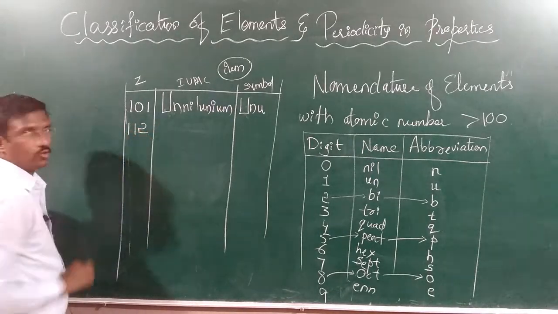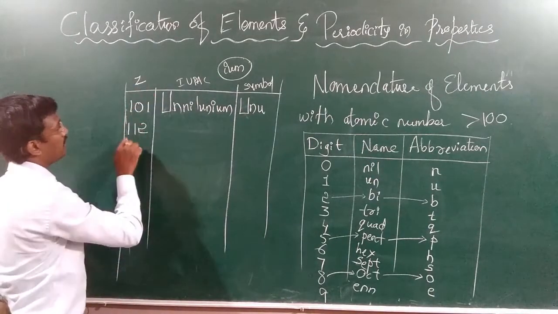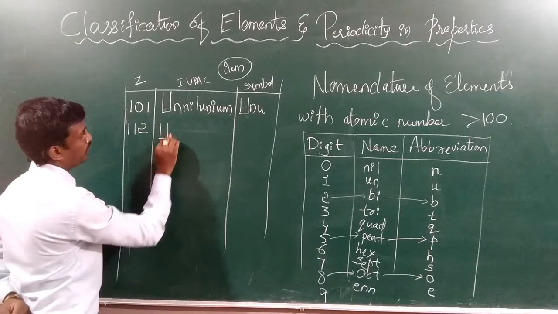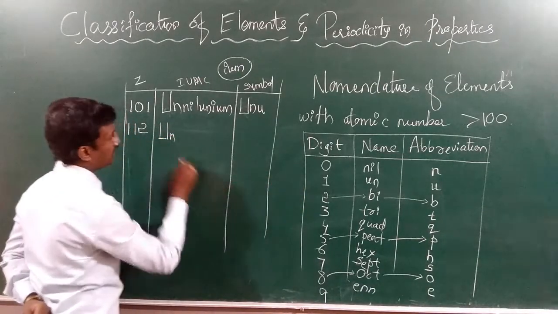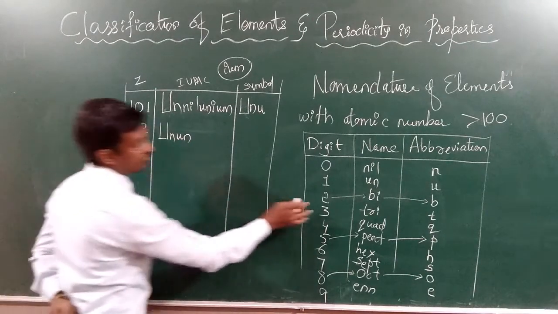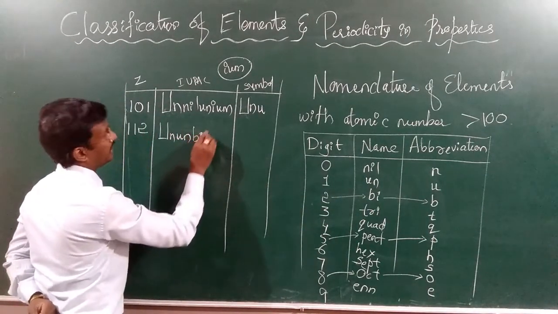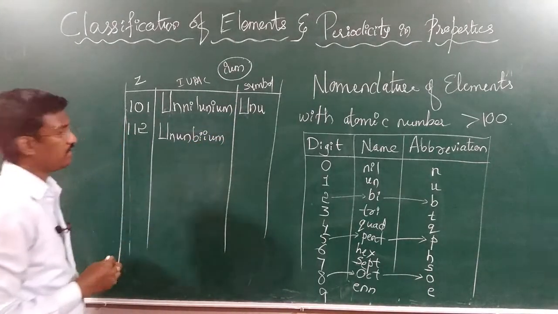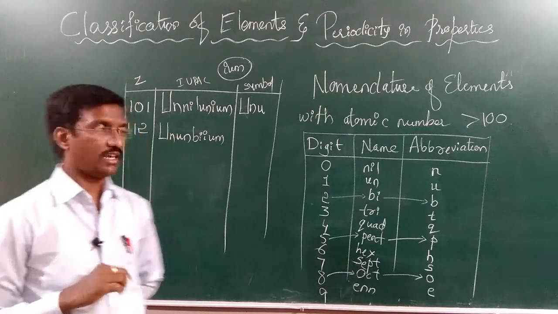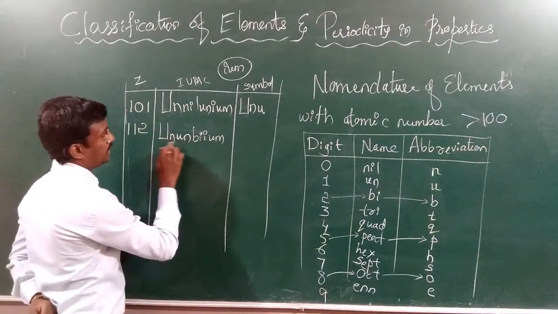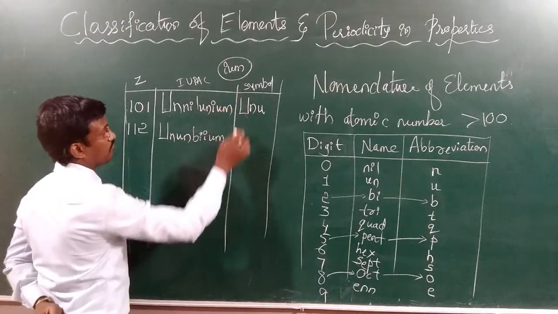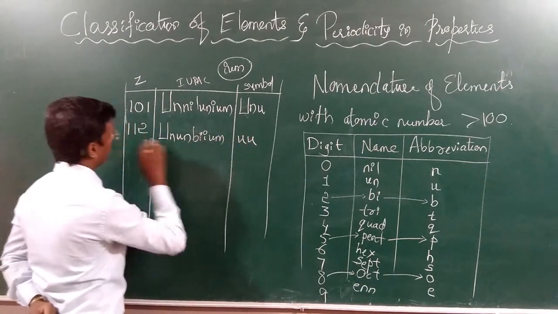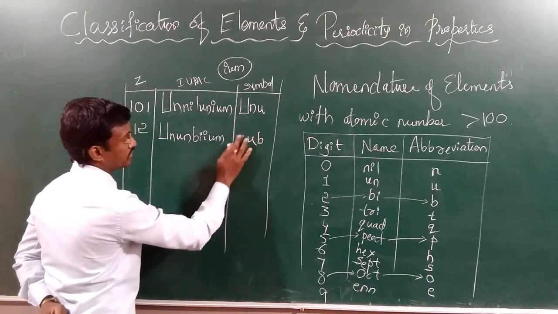So the next one is 112. Write the exact name of atomic number 112. So 1 is nothing but un. The first letter you have to use as capital, U. Again 1 is un. 2 is nothing but bi. And next one is ium. If there are two I's, nothing will happen. Sometimes only one I is written. If you write two, no problem. So in the abbreviated form, symbolically, 1 is U, again 1 is U, 2 is B.